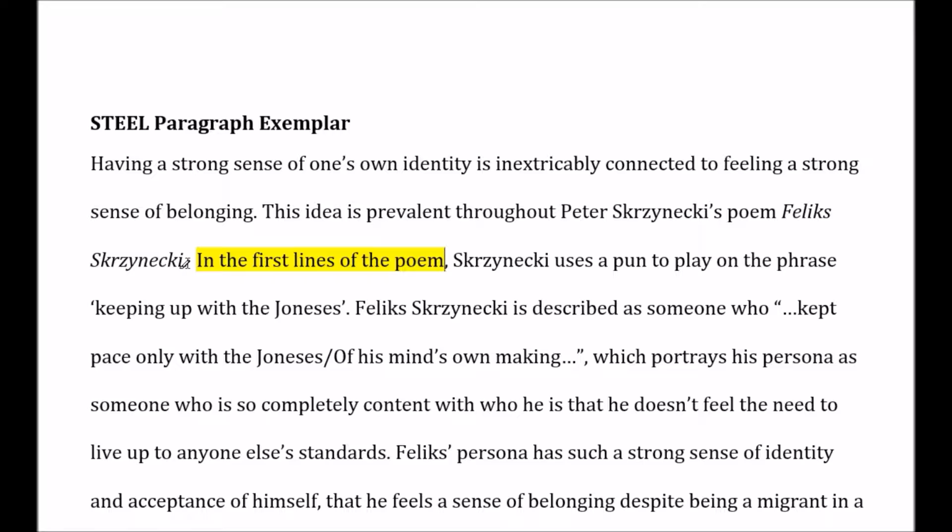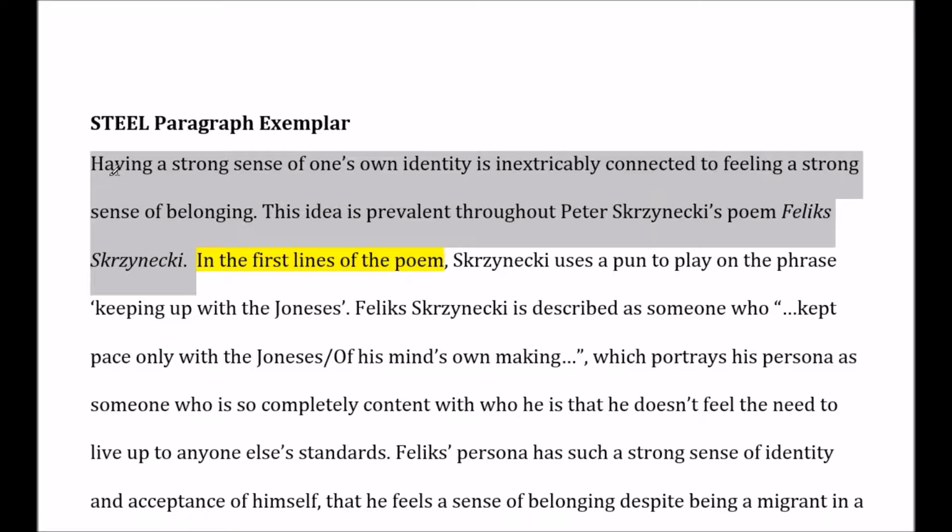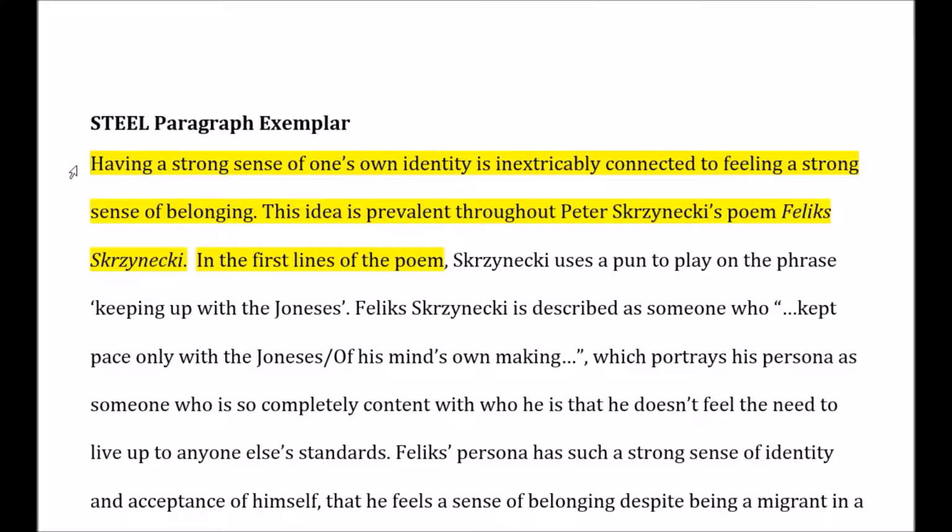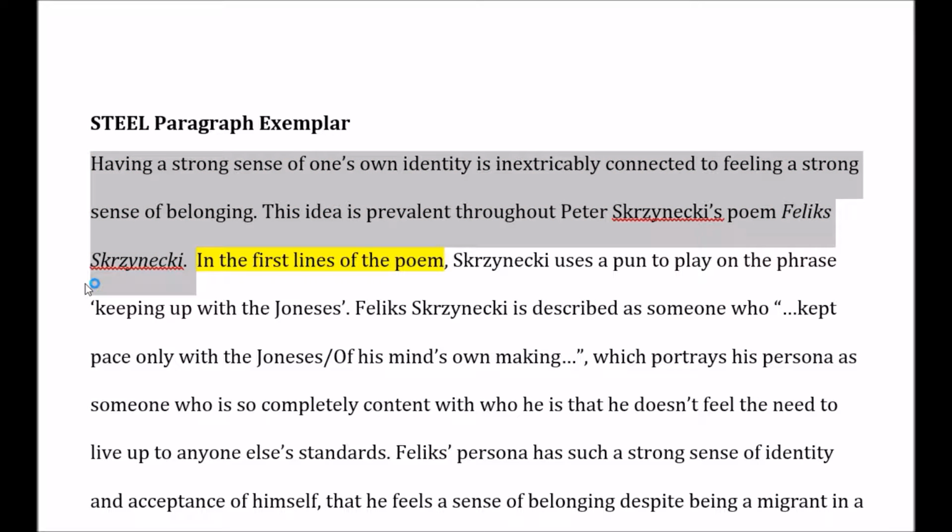As we discussed in class when we highlighted the different parts of the paragraph in different colors, these first two sentences are acting as a topic sentence together. So you don't have to have two sentences to introduce what the paragraph is about, but you can do that if you can't fit it all into one sentence.